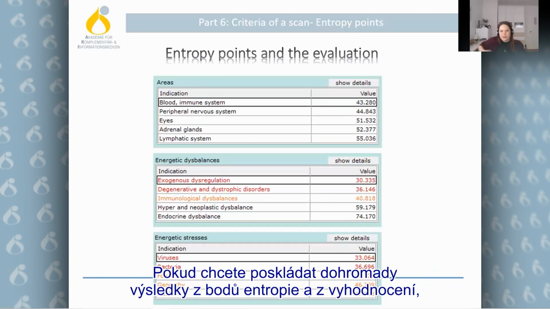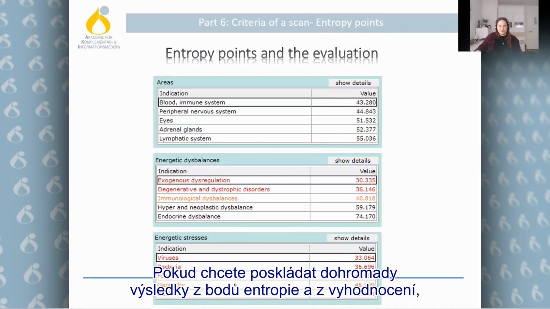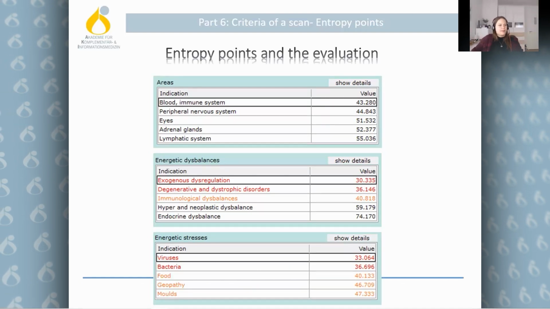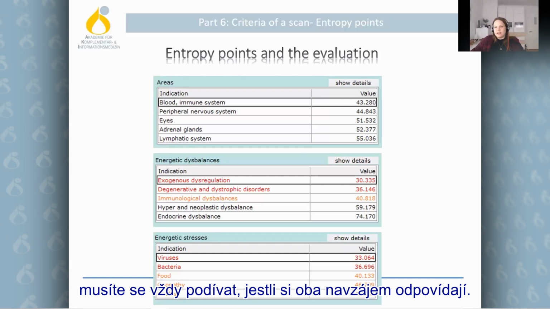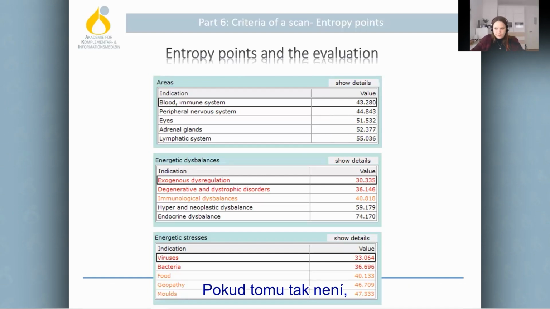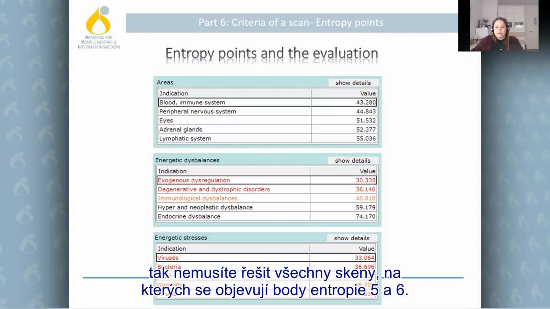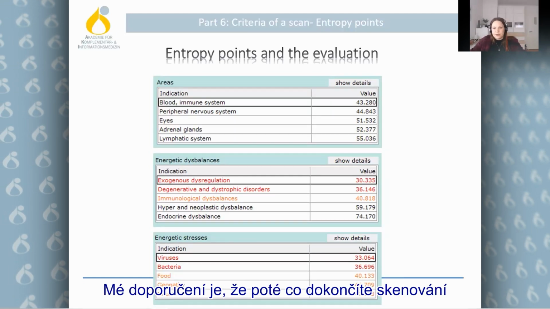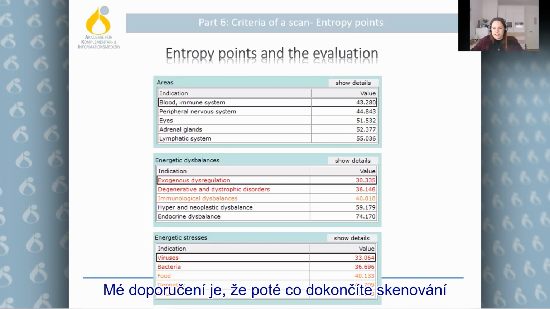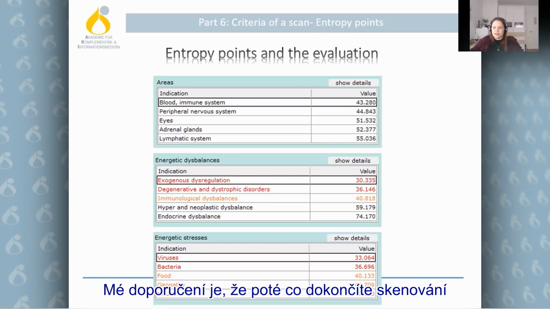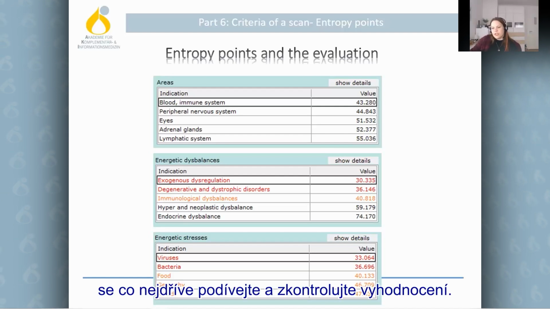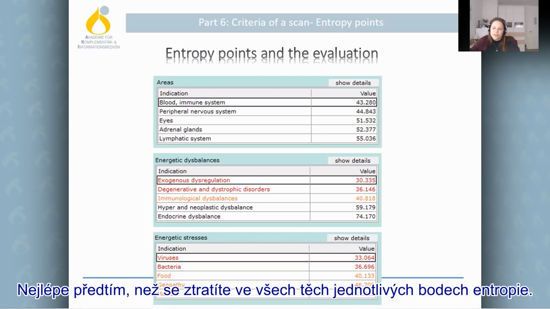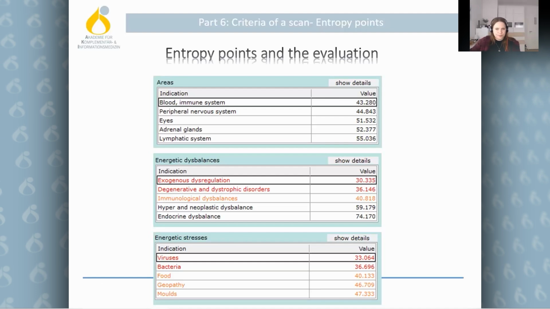So when you want to bring this together, the entropy points and the evaluation, you always have to see if these both fit together, or if they don't fit together. So you don't have to take care of all the pictures with 5 and 6. My recommendation is, after you have done a scan, just go to the evaluation really fast. So check the evaluation first before you get lost in all the single entropy points.